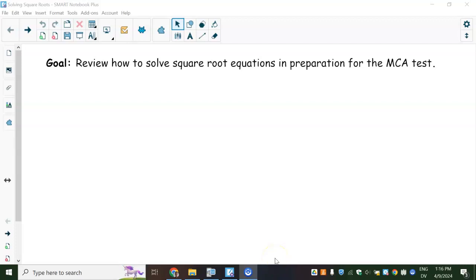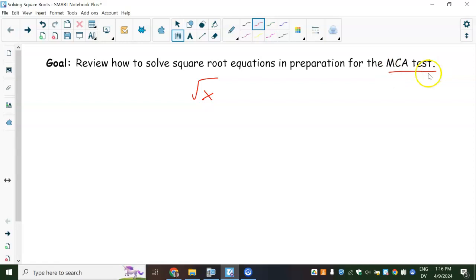Okay, welcome. This video is going to go over solving square root equations, so equations that have like root x in them, getting ready for the MTA test. And along the way, we're going to talk about something called extraneous solutions, which comes up a lot in these questions. So anyways, it's just a couple sample ones.